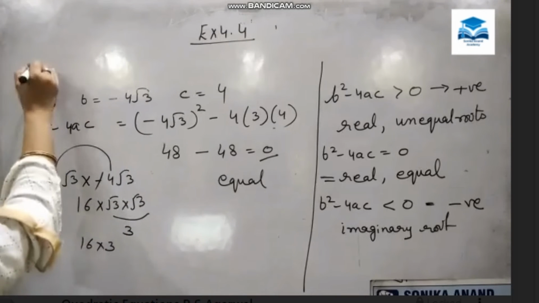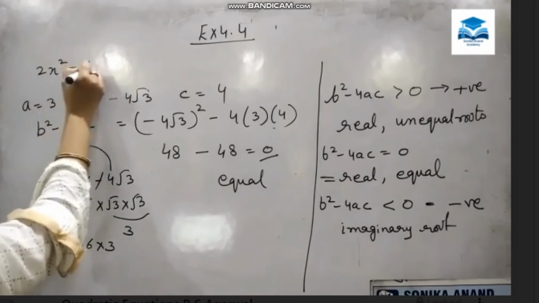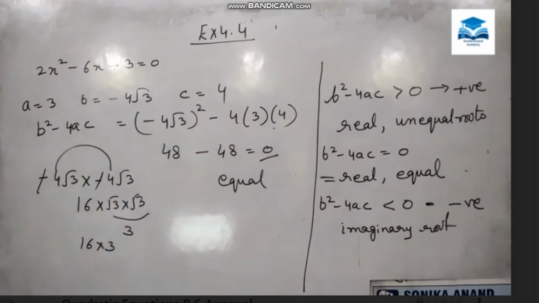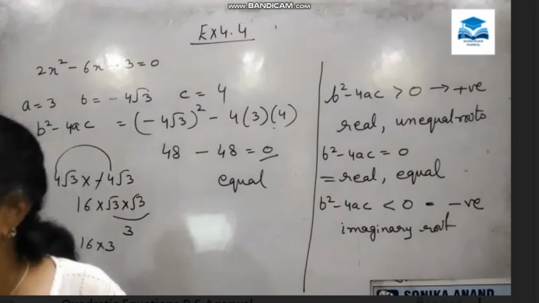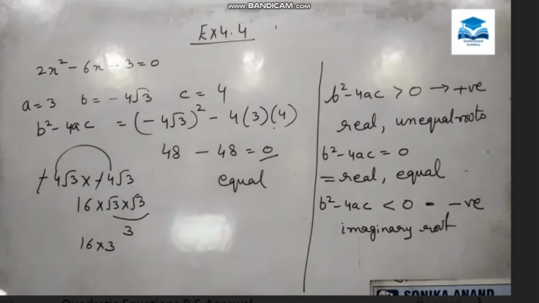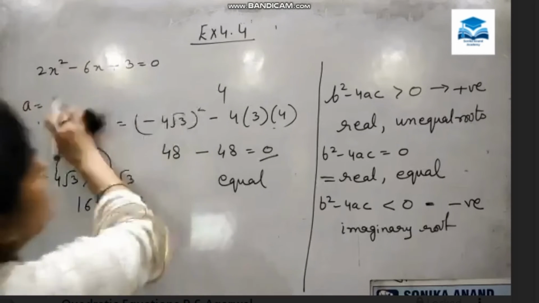Next question we have 2x square minus 6x plus 3 is equal to 0. So whenever in your examination it is asked to discuss the nature of the root, you have to follow these things. Clear? Always remember. Now we again have to find the values of a, b and c.